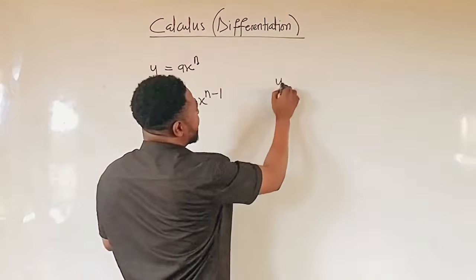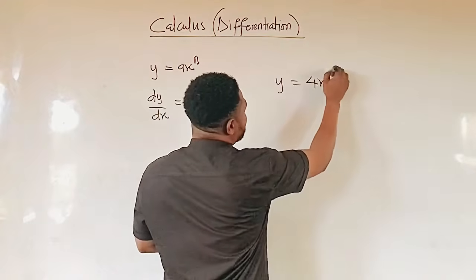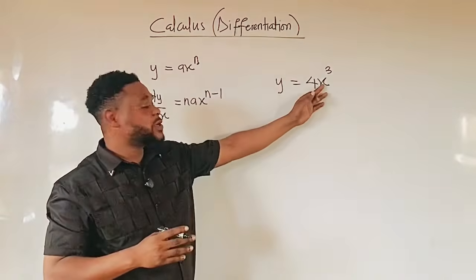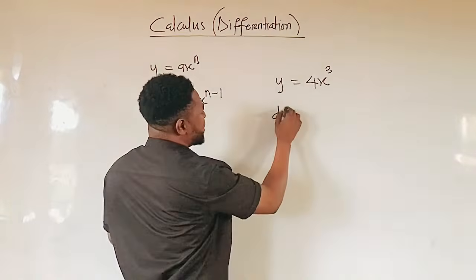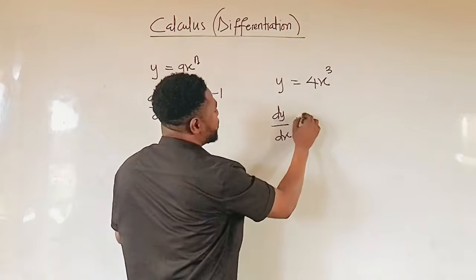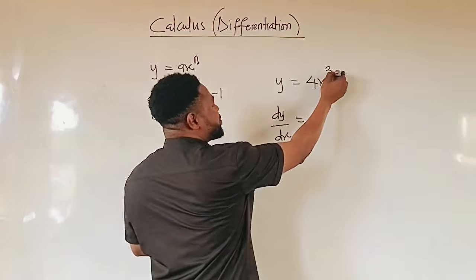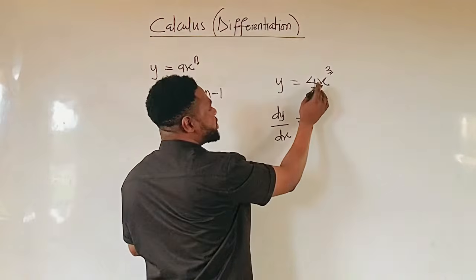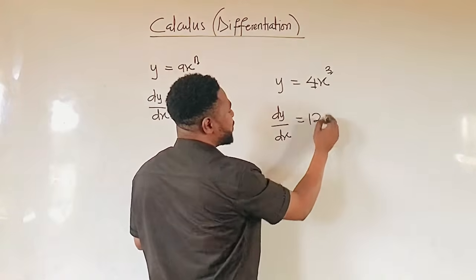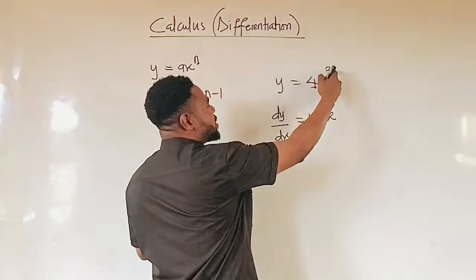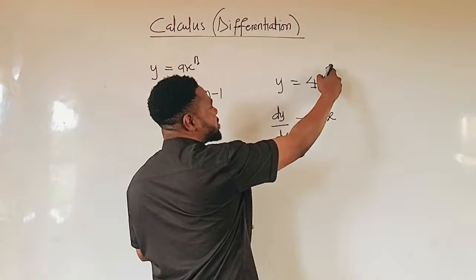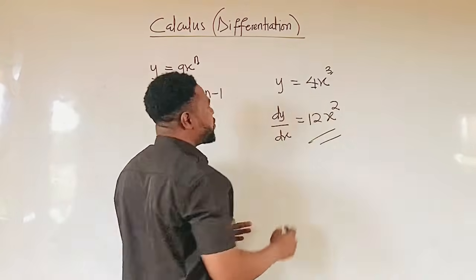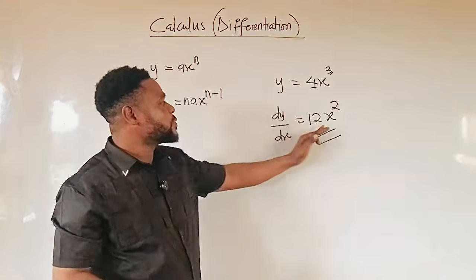Now, if we have y equal to 4x raised to the power 3, and we have been asked to differentiate y with respect to x, we say that dy over dx will be equal to, we use the exponent of x, which is 3, to multiply our coefficient of x, which is 4, and we are going to have 12. We bring our x, then we subtract 1 from the exponent of the x, which is 3, and we are going to have 2. This is how we can apply the concept here to solve this.